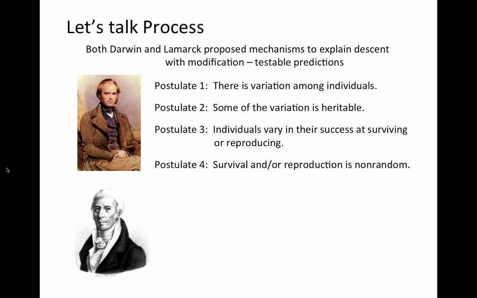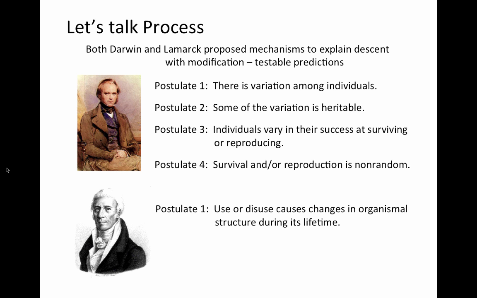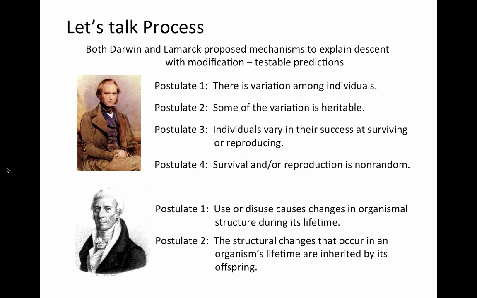So Lamarck also had a couple of postulates under which his mechanism of striving operates, making changes to an organism's body and its structure during its lifetime. So use or disuse is going to cause changes over the lifetime. And then the second part of this is that those structural changes are going to be inherited by its offspring. So we call this inheritance of acquired characters. And so as an organism strives for something that it needs to do, it's going to change its body in some way, and those changes are going to be passed down to the next generation so that evolutionary change happens in that way from generation to generation.